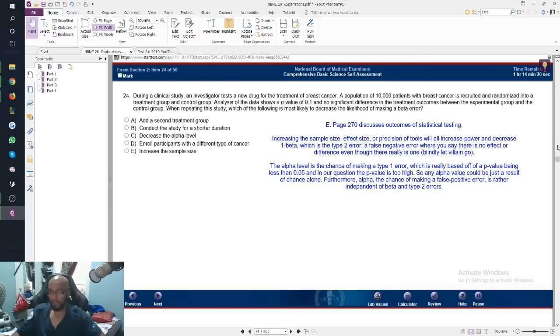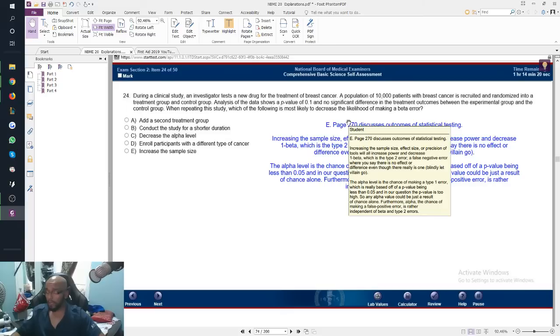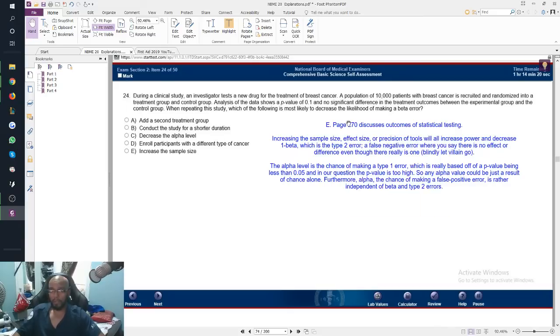How do you decrease the likelihood of beta error? Well, decreasing the likelihood of any error is generally one way to think about it. Increasing the sample size, effect size, or precision of tools will all increase power and decrease beta, which is the type 2 error, a false negative error where you say there is no effect or difference even though there really is one. Blindly let the villain go.